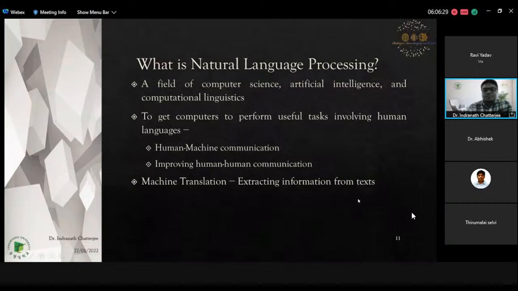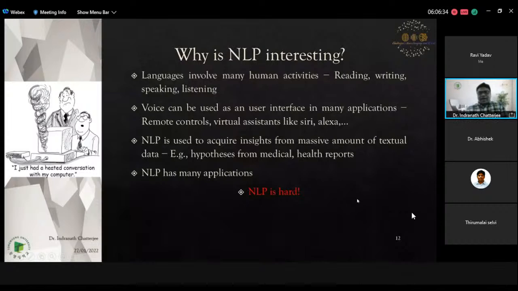Now let us understand why NLP is interesting. Language involves many human activities, right? Reading, writing, speaking, listening, and the voices that we use can be a user interface in many applications. For example, remote controls, and virtual assistants like Siri and Alexa, which we use every day with our phone and our personal assistant appliances. These all depend on NLP.